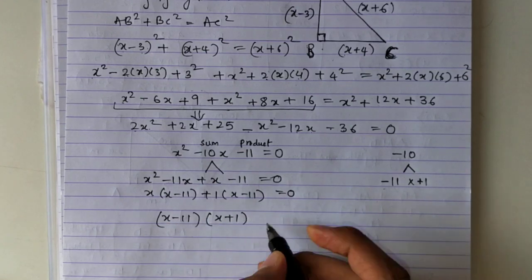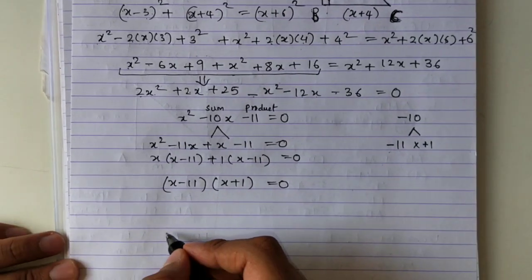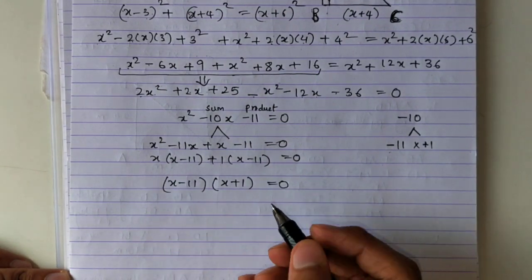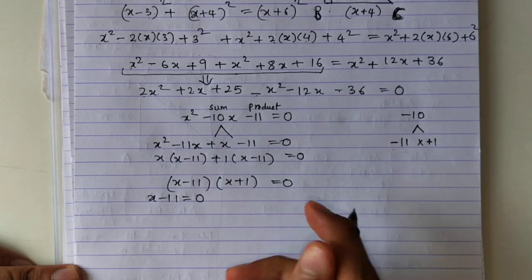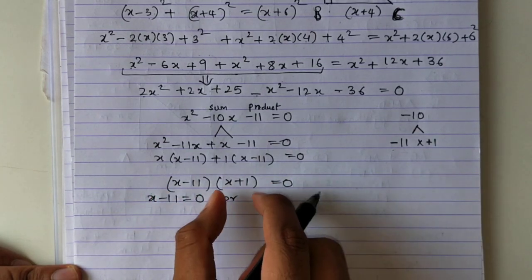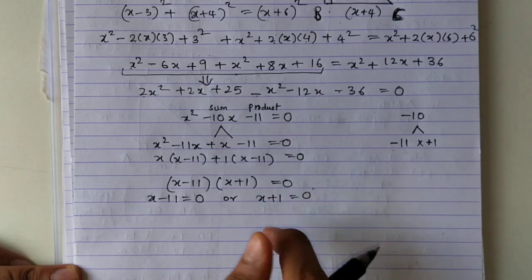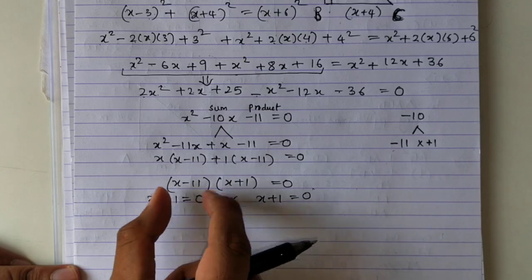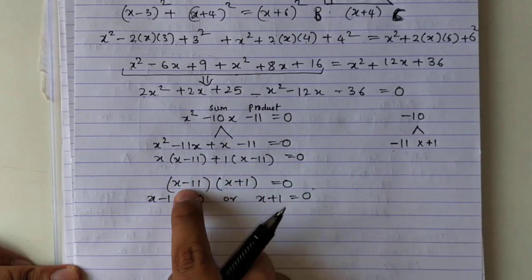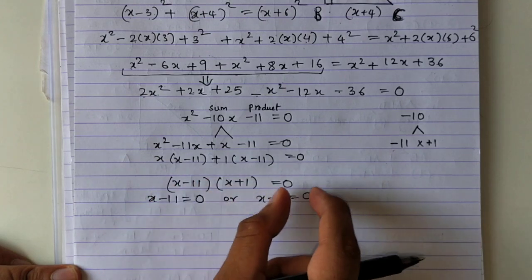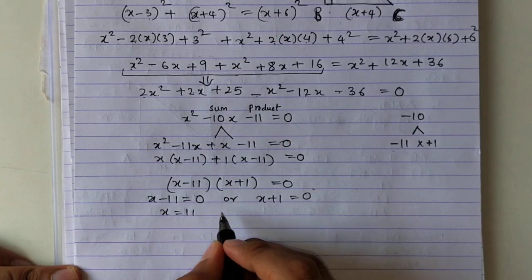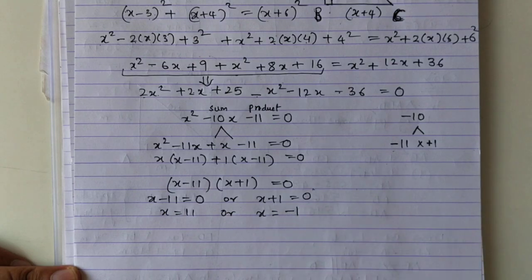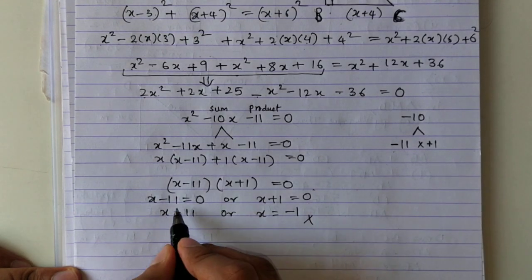So this answer is (x minus 11) into (x plus 1) equals 0. Now we have to find the value of x also. If you see properly, I'll take x minus 11 equals 0, or x plus 1 equals 0. This step we do not do in factorization, because in factorization we stop once we get two brackets. But when we want the value of x, we have to do this step where this bracket equals 0 and that bracket equals 0. So we get the value of x as 11, or the value of x as minus 1. This is a negative value, so discard it, and we'll take this value.